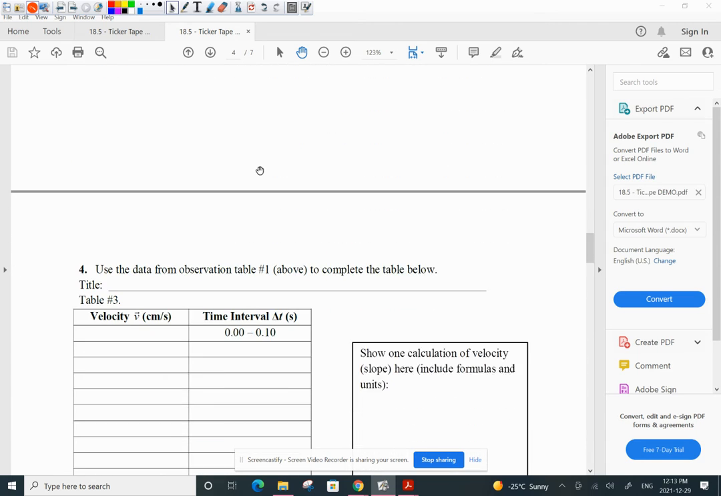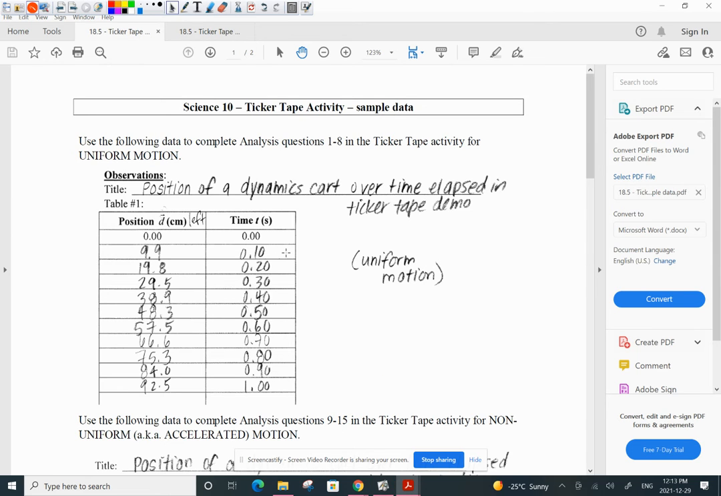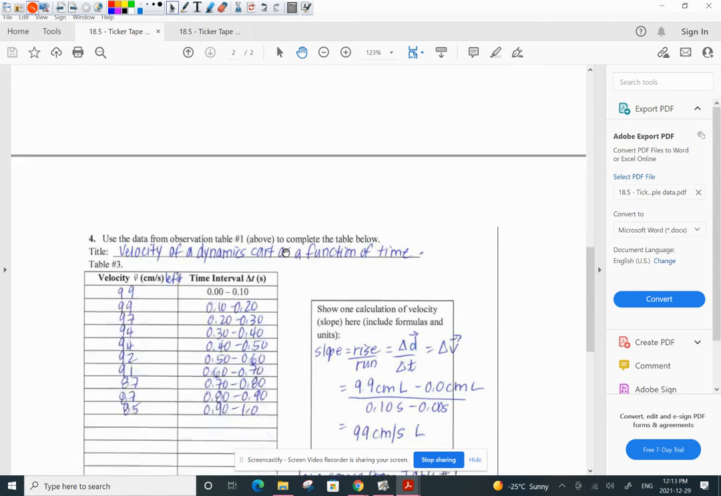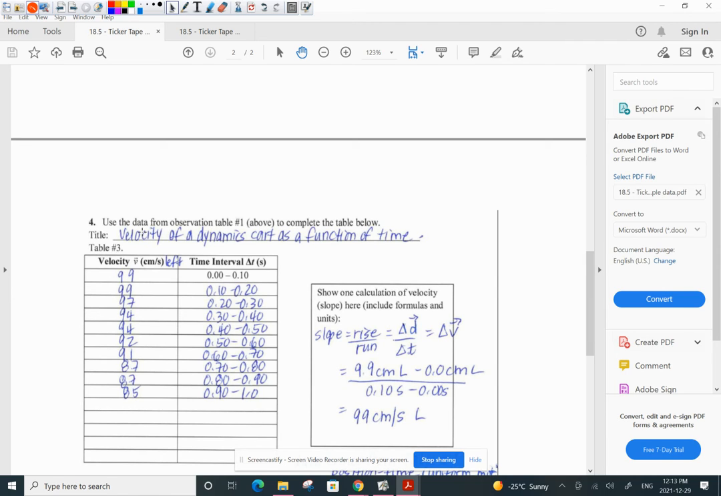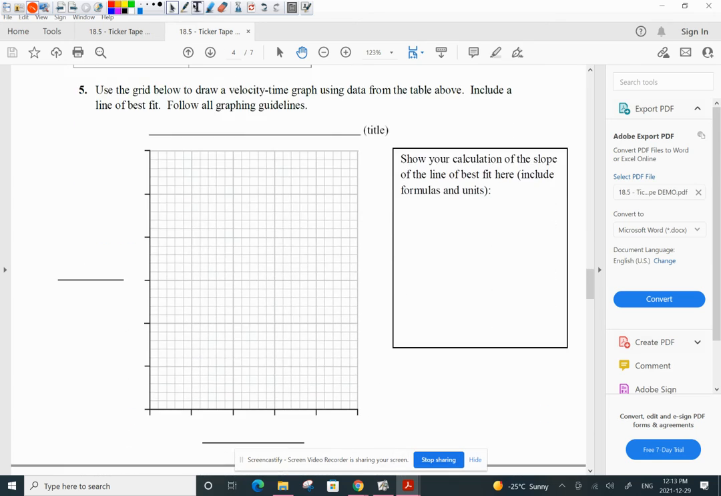Once you've completed that, then you are going to use table 3. Now, table 3 is on the back of this page. Okay, so here's table 3, all done out for you already. And in fact, they did a slope calculation for you already. And when you plot this one out, you are going to get a velocity time graph. So again, it's a vector. Velocity needs to have units, and also it has to have a direction versus time.